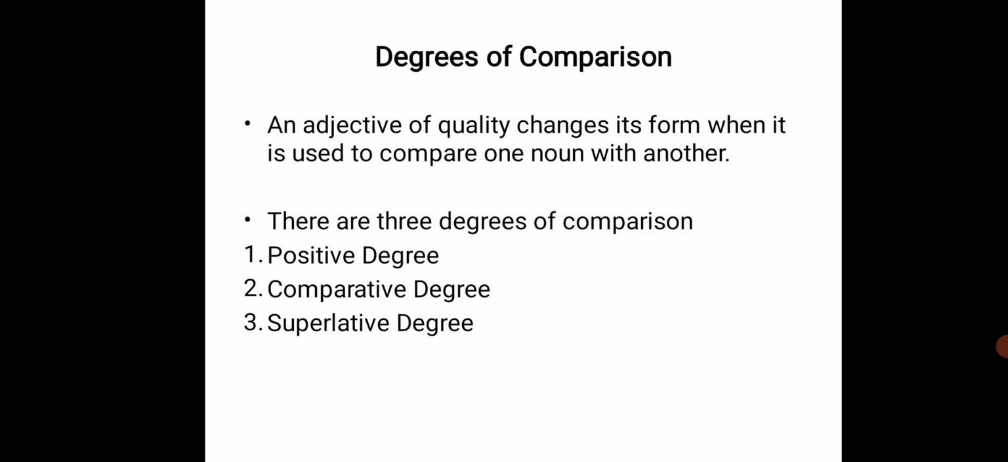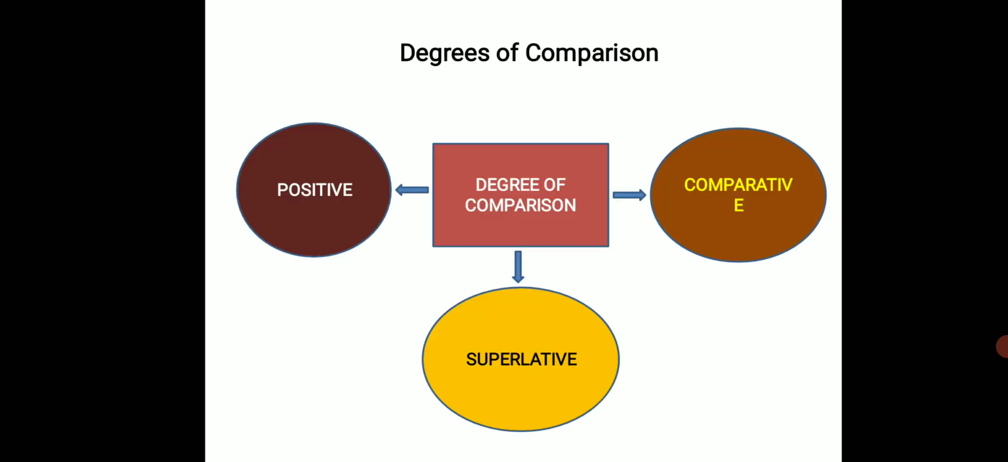In the exam, you will be given a sentence in positive and you will be asked to change it to either comparative or superlative, or a sentence may be given in comparative or superlative and you will be asked to change it to any of the other two degrees. So first let us consider some examples and then discuss how to change the degrees from positive to comparative and then superlative or vice versa. So this diagram again depicts there are three degrees of comparison.